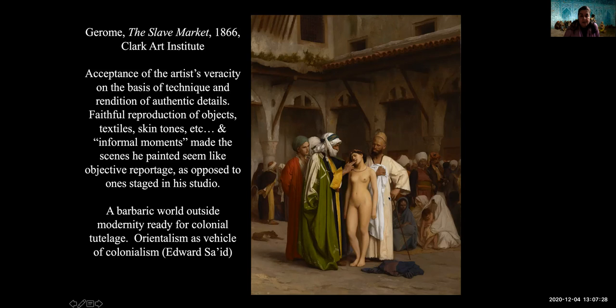His veracity is based on technique and the rendition of authentic details, the faithful reproduction of objects, of textiles, of skin tones, and then those informal moments of encounter. Again, he doesn't create a kind of climactic moment. Suddenly we are seeing this event as a major event, but he allows us to think that we are just passing through and we come across the scene, and this is what life in the Orient is like, right? This is what life in the Orient is like.